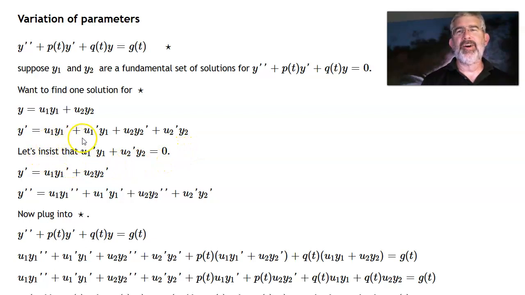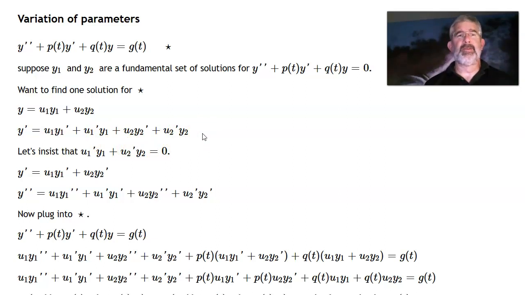I'm going to need to take a second derivative, and I've already got four products here now, so there'll be four product rules. So we're going to simplify matters a little bit. I want to insist that u1 prime y1, so this term, plus u2 prime y2, that term, equals 0. They add up to 0.